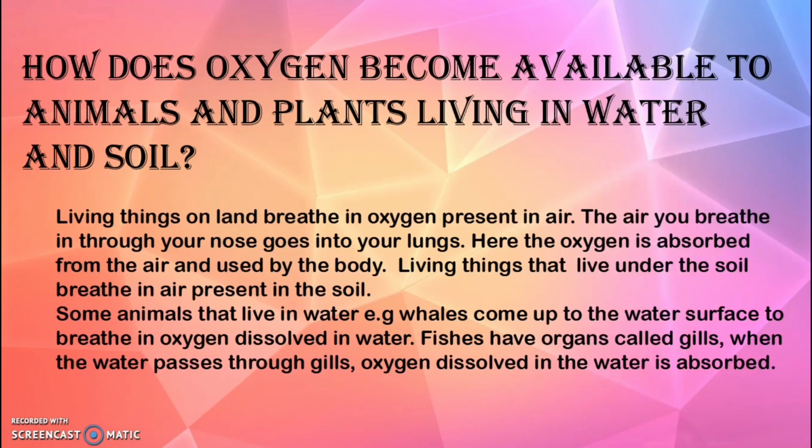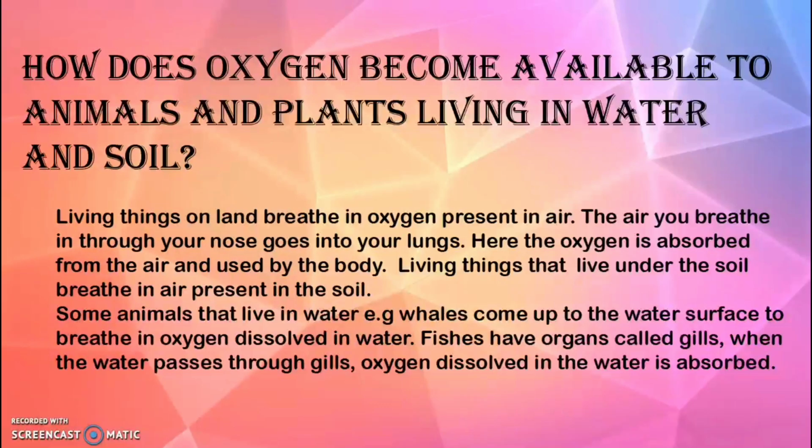How does oxygen become available to animals and plants living in water and soil? We already know that oxygen is dissolved in water and soil. Living things on land breathe in oxygen present in air. The air you breathe in through your nose goes into your lungs. Here, the oxygen is absorbed from the air and used by the body. Similarly, the living things that live under the soil breathe in air present in the soil.